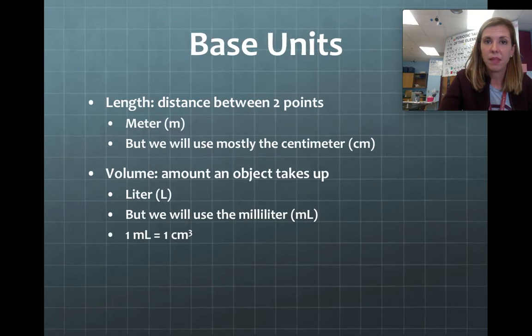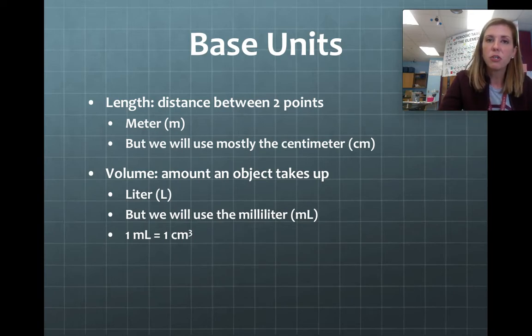Okay. Our base units in the SI system are pretty simple. Length, which means the distance between any 2 points, we're going to measure in meters. In our class we'll mostly be using centimeters when we use a ruler, or when we get into bond lengths, we might even be using nanometers. Volume is the amount an object takes up, and so we're going to be using liters as our base unit for volume, though we'll be mostly using milliliters to use our chemicals less.